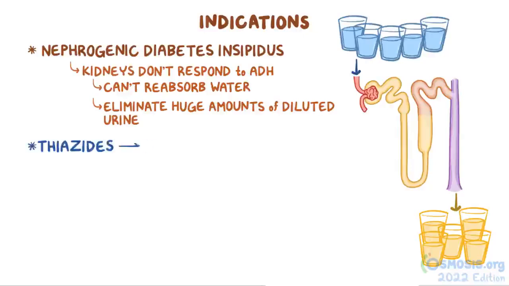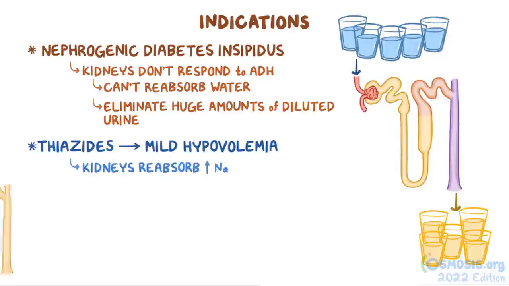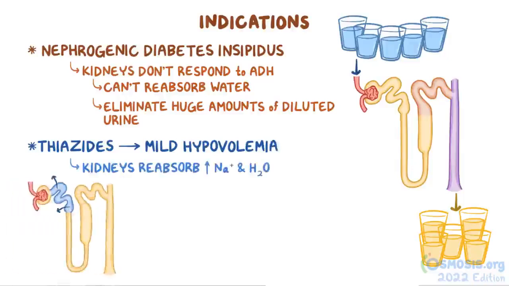Well, thiazides induce a mild hypovolemia, and this makes the kidneys respond by absorbing more sodium and water in the proximal convoluted tubule. With less fluid reaching the distal convoluted tubule, fluid balance is maintained. However, thiazides do come with some side effects.